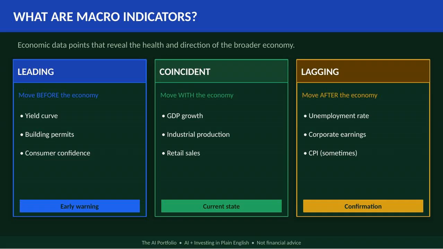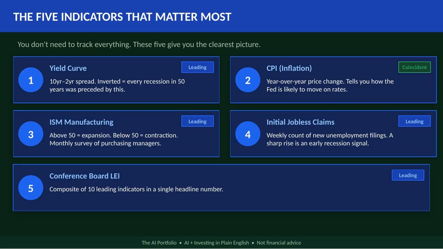You don't need to track every economic data point. These 5 give you the clearest picture. First, the yield curve, specifically the spread between the 10-year and 2-year Treasury yields. An inverted yield curve has preceded every recession in the past 50 years.